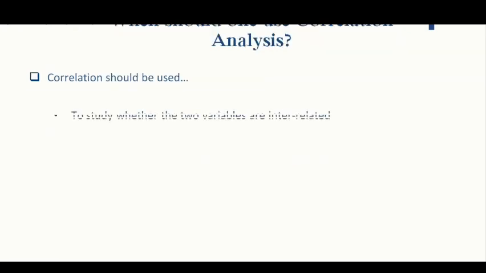When should we use the correlation analysis? Whenever we feel that the two variables are interrelated. And even though we feel that the two variables are interrelated, we have to first of all explore whether they are interrelated or not. And then after knowing that they seem to be interrelated, we would like to measure the extent of the relationship between the two variables. So, one way of exploring or finding out whether the two variables are associated with each other or not.